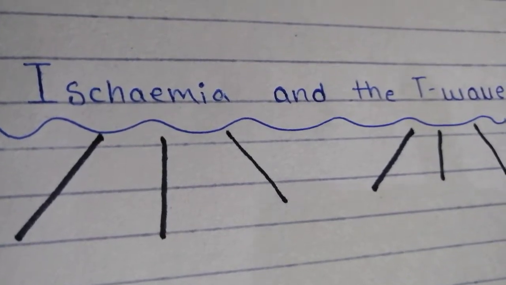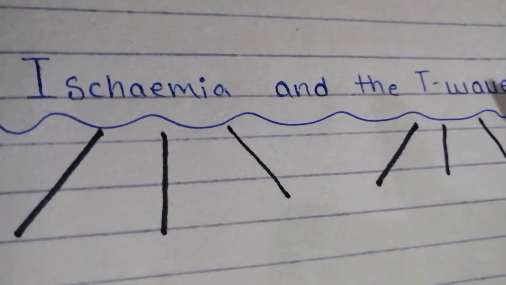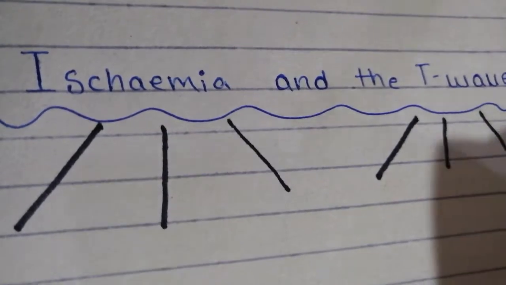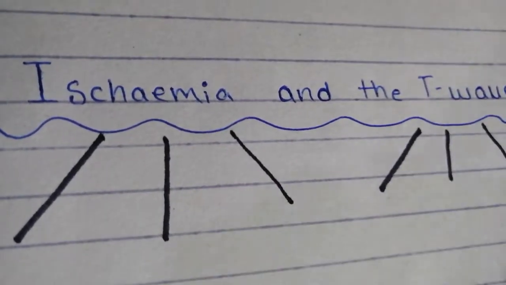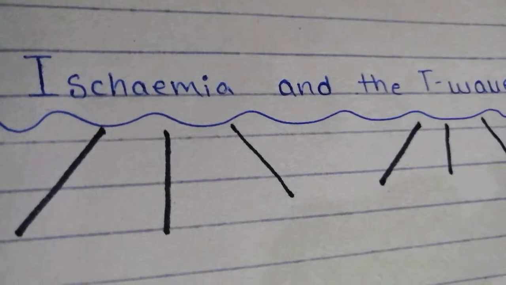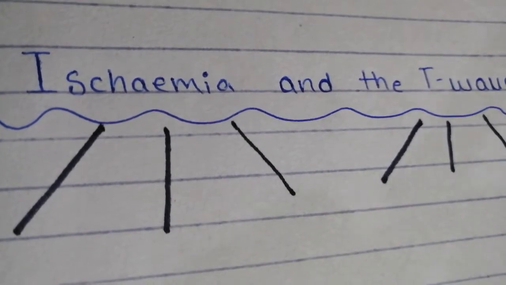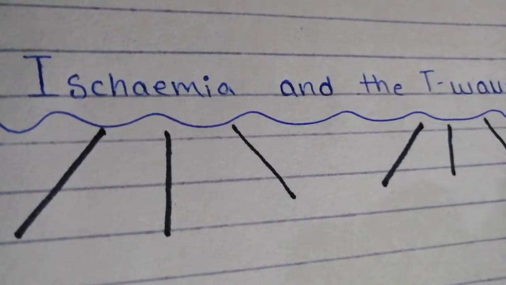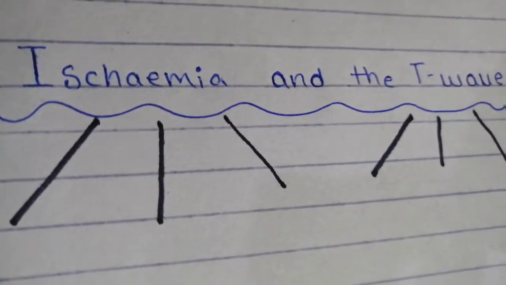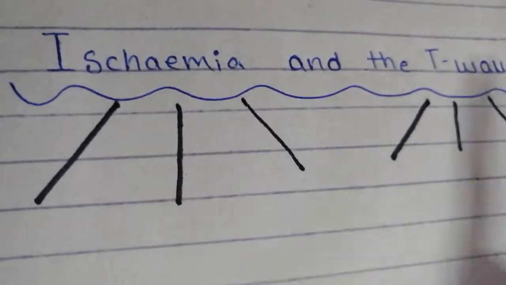Secondly, these changes don't take place in a particular lead, they can happen in any lead. T wave inversion or T wave being biphasic in any of the ECG leads can be suggestive of ischemia in some part of the heart. Anyways, so why does this happen?